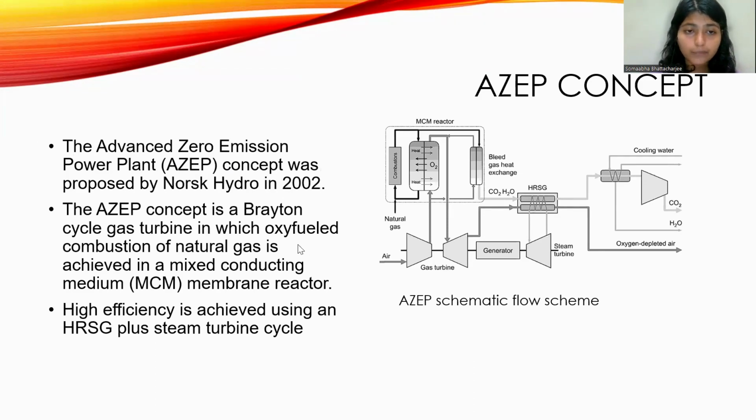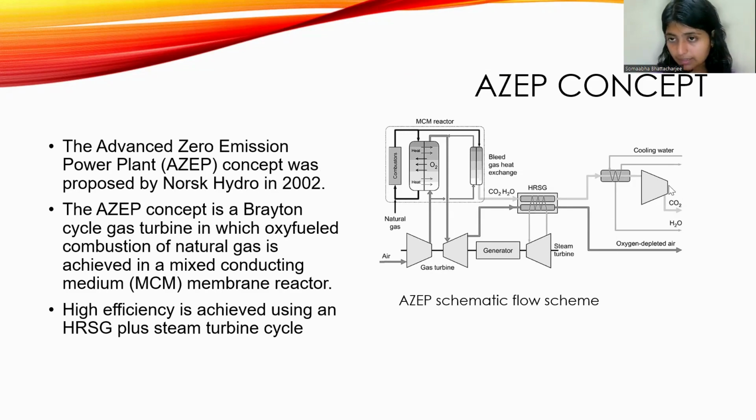So in this concept, there is a Brayton cycle gas turbine. So we can see this is a Brayton cycle gas turbine in which oxy-fueled combustion of natural gas is achieved in a mixed conducting medium MCM membrane reactor. So here is the MCM reactor in which there is oxy-fueled combustion. Here you can see these are the combustors. So fueled combustion of natural gas is achieved in this, and then it passes on to the Brayton gas turbine, and then carbon dioxide, everything is generated here.